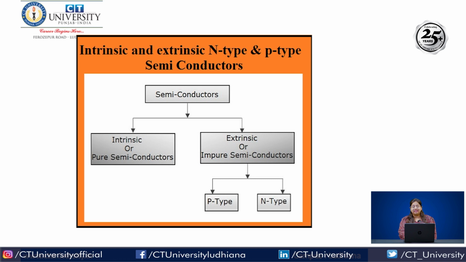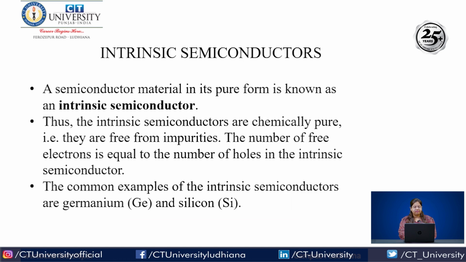Semiconductors are basically divided into two parts, intrinsic semiconductors and extrinsic semiconductors. Intrinsic semiconductors are also called pure semiconductors. Extrinsic semiconductors are called impure semiconductors. Extrinsic or impure semiconductors are further divided into two types, p-type semiconductor and n-type semiconductor.